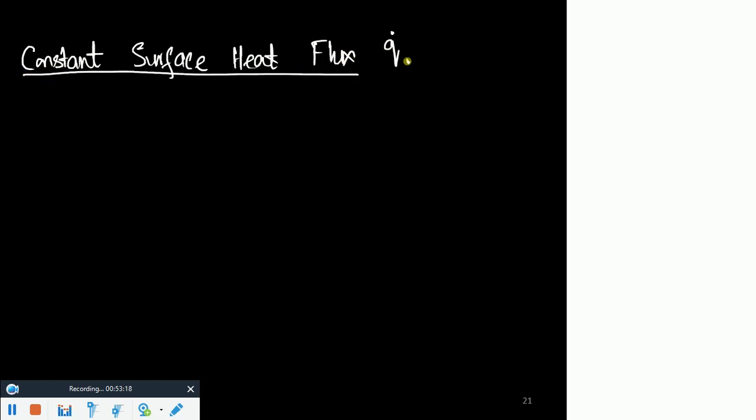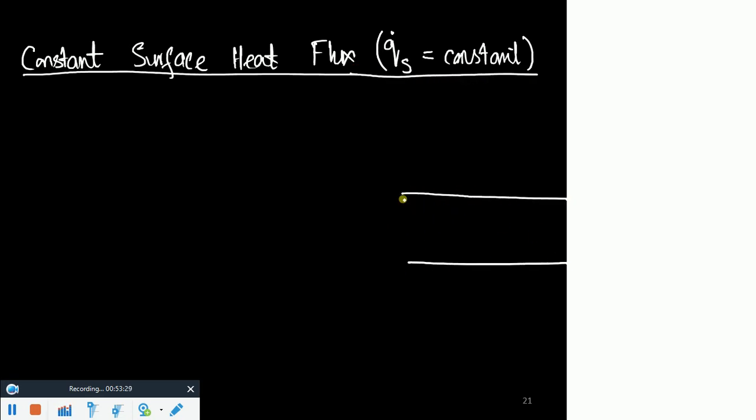It means Q dot S is some constant value. What does that mean? That if this is the pipe, fluid is coming from this side, you would have some heat transfer mechanism over there. This Ts may change, but what do these arrows depict? That there is some kind of heating or some kind of cooling happening on the surface of the pipe through Q dot S equals constant condition.